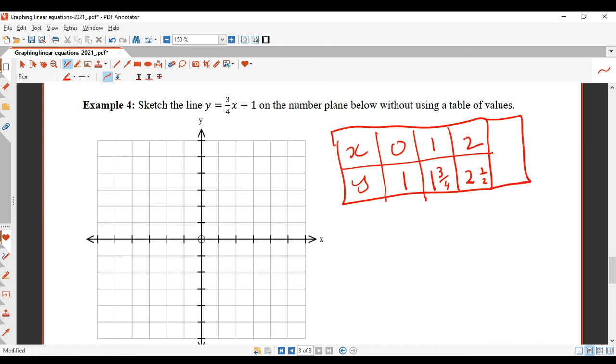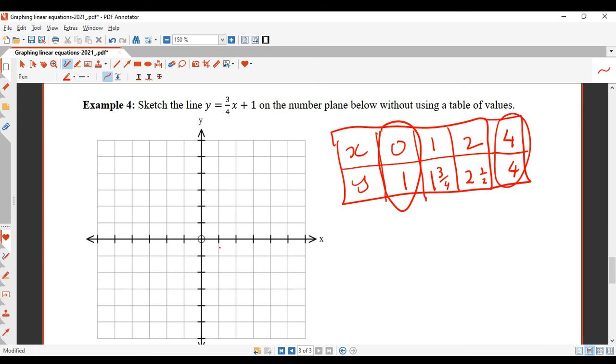If you just want to stick to whole numbers, what I would do is choose an x value which is the same value as the denominator, because that'll cancel the denominator. So if I choose a 4 here, put in 4, you're going to get 3/4 times 4 is 3 plus 1 is 4. So I've got 0, 1, and then 4, 4 that I can plot.